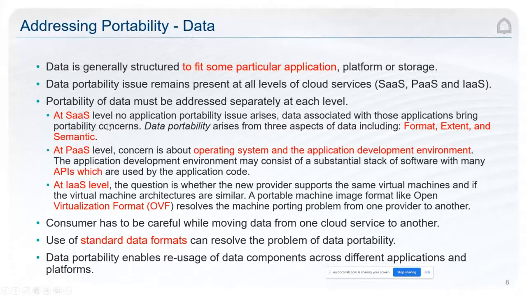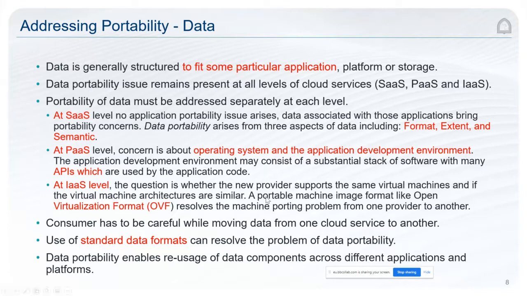We have seen the data has different translation, you can say interpretation. Portability has different interpretation in each one of them. Here we talk about the format. Here we talk about the APIs. Here we talk about a different specific format for the image or the machine image.